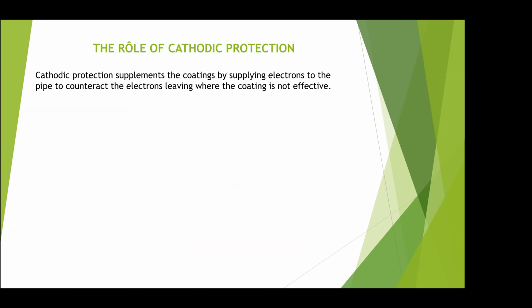And what does cathodic protection do? Well, it complements or supplements the coatings to counteract where you've got corrosion taking place, where the coating isn't effective. Places where the coating isn't effective are where it's been damaged and you've got a coating defect, often referred to as a holiday, or where the coating has absorbed so much moisture that it's practically transparent to electric current. And different coatings have different kinds of moisture uptake.